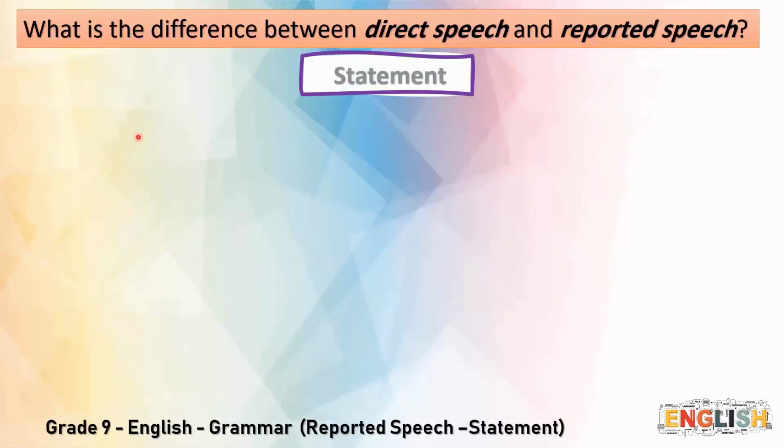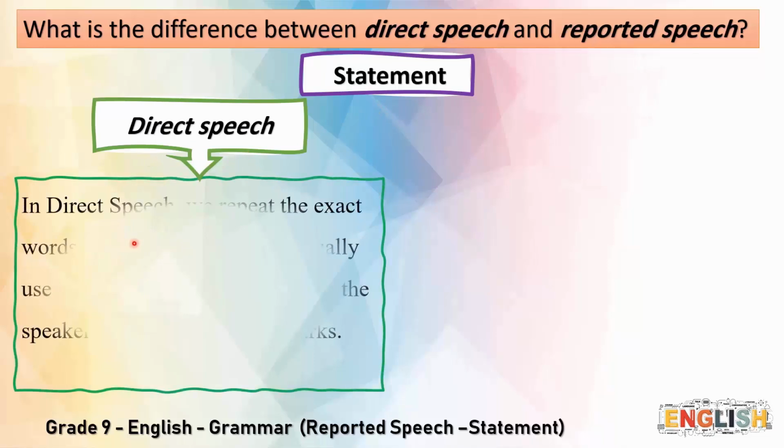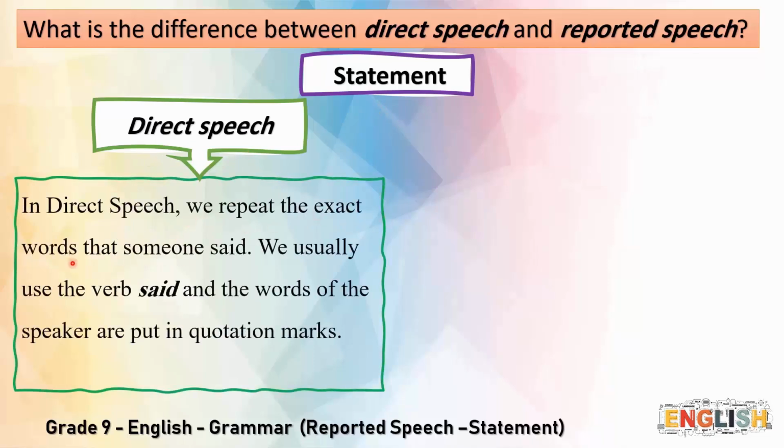Okay, my dear students, what's the difference between direct speech and reported speech in a statement? In direct speech, we repeat the exact words that someone said. We usually use the verb said, and the words of the speaker are put in quotation marks. Like this example, Irina said, "Tina is on the phone." As you can see, here we have a comma and quotation marks, and this is the actual words, or the direct speech, of the speaker.